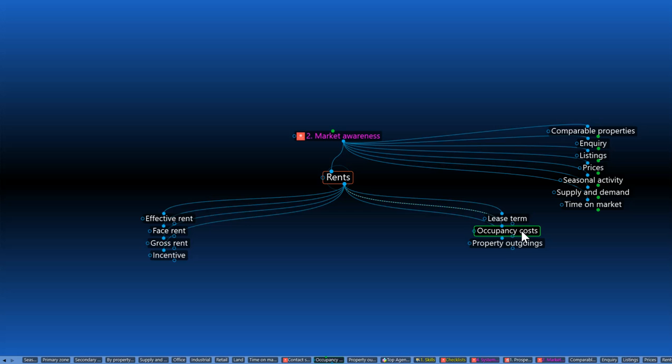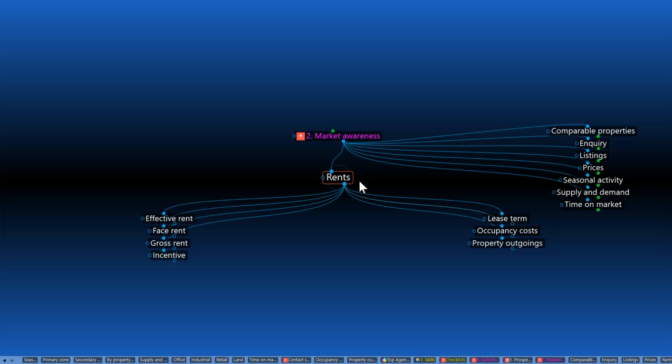Occupancy costs are called different things in different locations. Occupancy costs are actually the building outgoings costs, the building costs to run that building through the year. And some of those costs are recoverable from the tenant, and they're recoverable under the terms of the lease. So you've got to look at that.